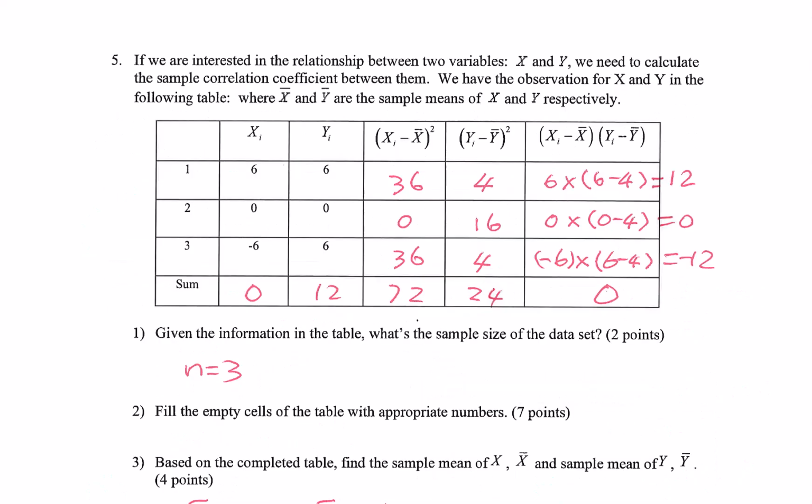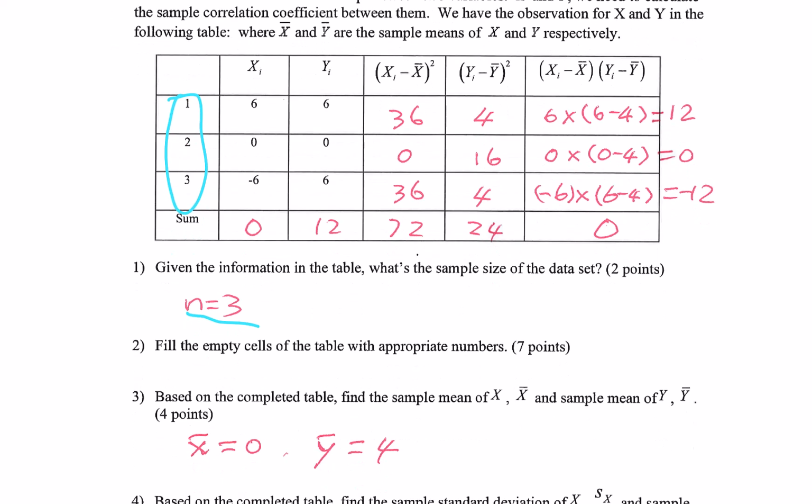All right, now let's go back to question 5. So question 5, interested in the relationship between two variables, x and y. Of course, obviously these are two numerical variables. So here I just want you to practice what we mean by a correlation coefficient, right? So given the information above, what is the sample size of the data set? So the sample size is tied to what? We have 3 observations, so n equals 3. Fill the empty cells of the table with approximate numbers.